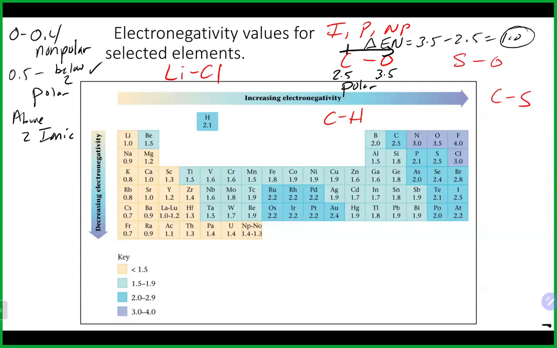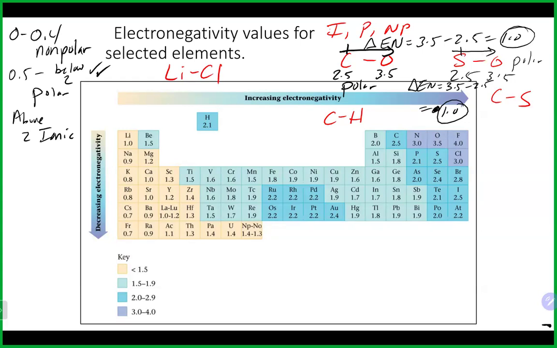Between sulfur and oxygen, sulfur is 2.5, oxygen still 3.5. Believe it or not, that gives me the same difference. Difference in electronegativity, 3.5 minus 2.5. That's not 0, that's going to be 1. And the difference there again will put us back into there, and this would also be a polar bond because of the difference in electronegativity. Again, in this case, we would also draw the arrow pointing towards the oxygen, as it is more negative in this bond.